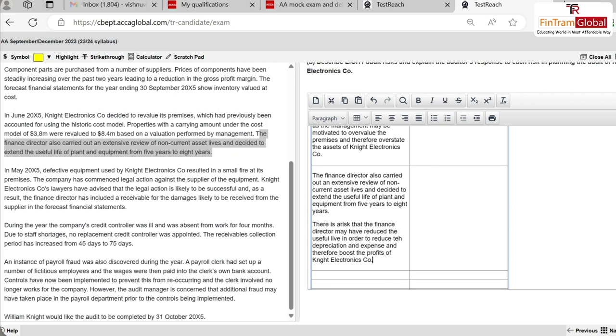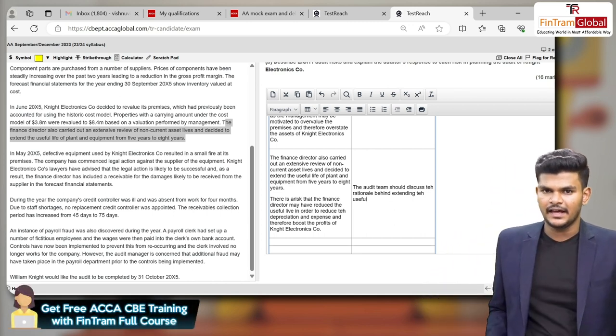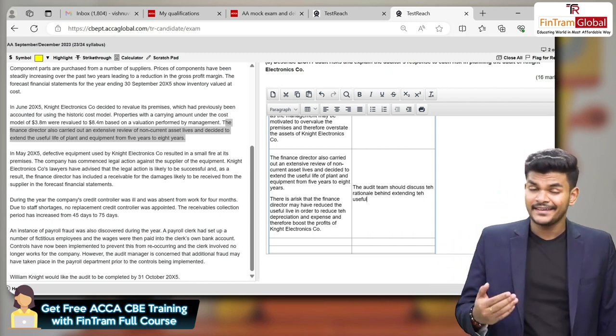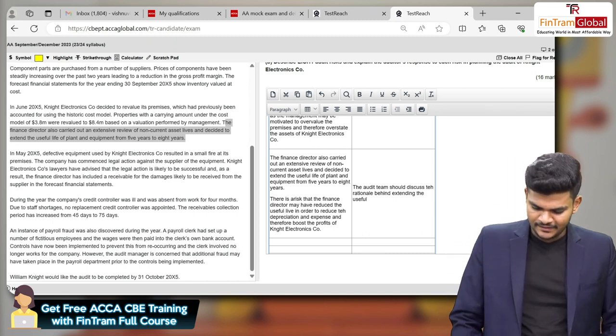So therefore, the audit team should discuss the rationale behind extending the useful life. Because as per the standards, it is fine to extend the useful life if you have a reasonable basis for it. So that's basically why we're asking them, is there a commercial rationale behind extending the useful life or not?